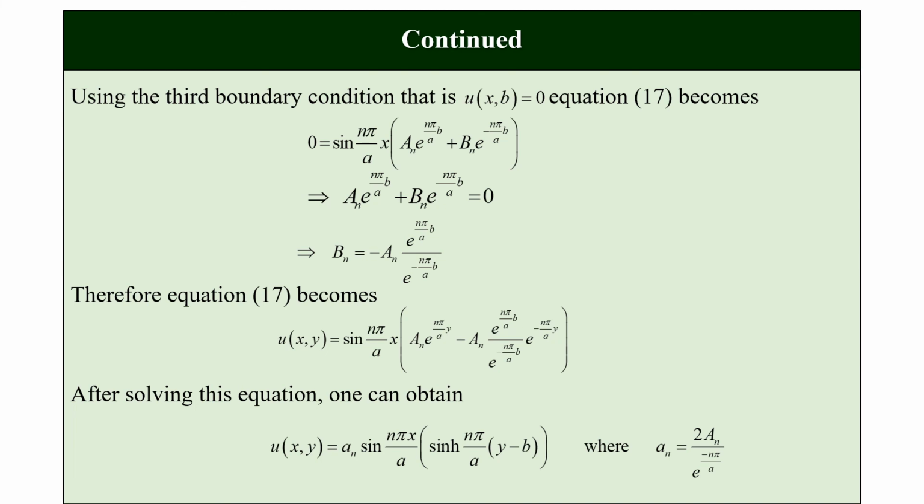So substituting these values in equation 17, we have the value of constant bn in terms of an in this form, and after that substituting this value in equation 17, we obtain the solution in this form, and after simplifying this equation we obtain this equation in this form, and the constant term is given by this equation.